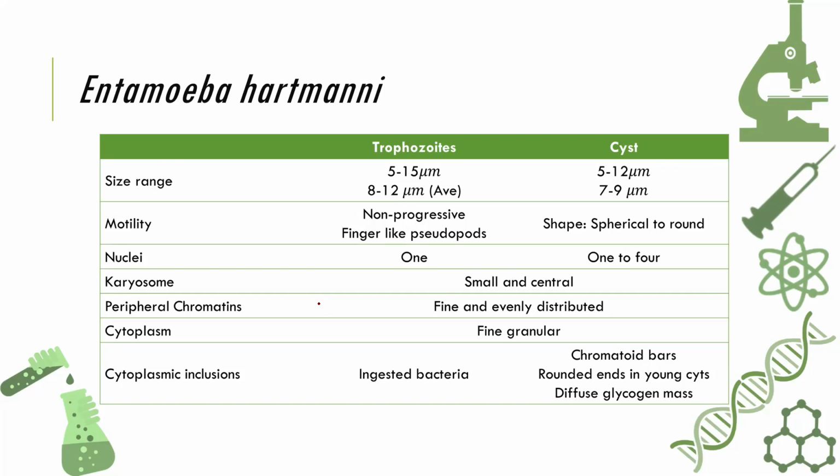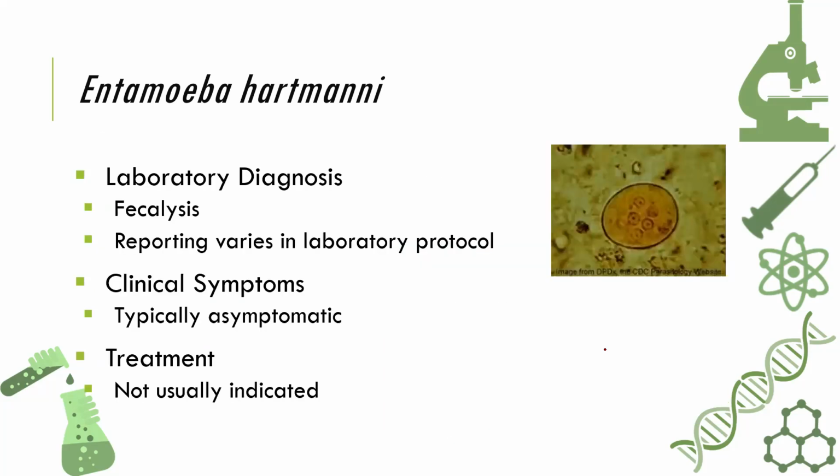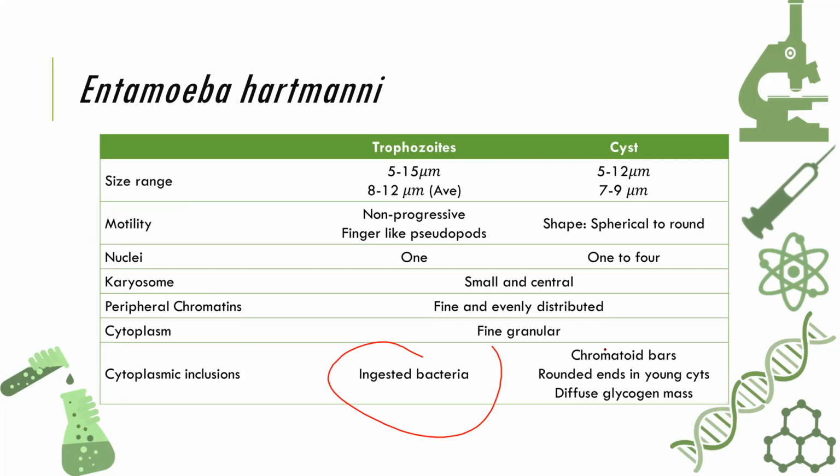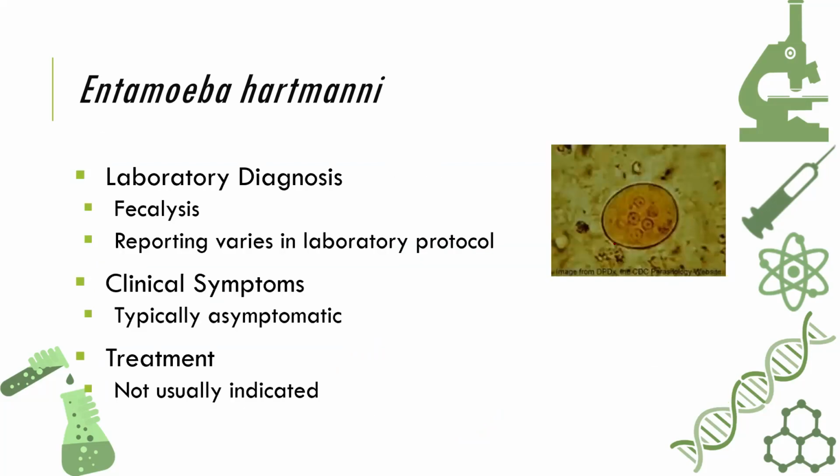Okay. So for Entamoeba hartmanni, the trophozoite is 5 to 15 micrometers and the cyst is 5 to 12 micrometers. Remember, there is also ingested bacteria but no ingested RBC. There is also a presence of chromatoid bars and diffuse glycogen mass. What is also good to remember here is that the cyst of Entamoeba hartmanni is 1 to 4 nuclei. It is also similar to Entamoeba histolytica, even the shape, spherical to round. Quadrinucleated also is our Entamoeba hartmanni.